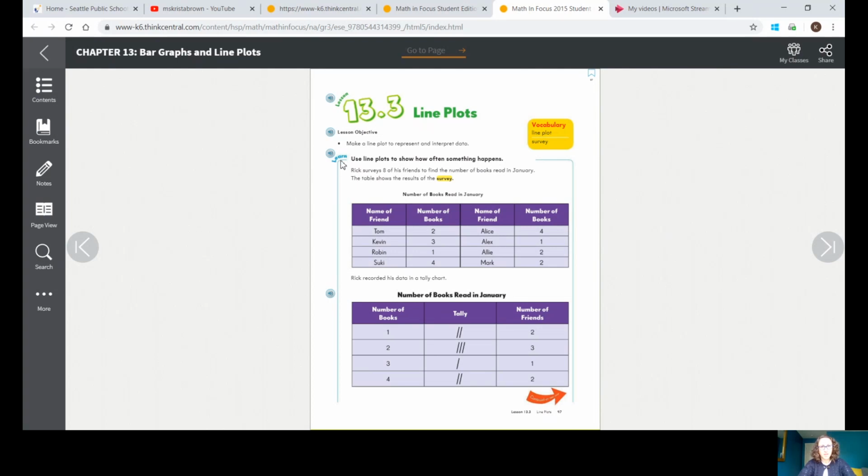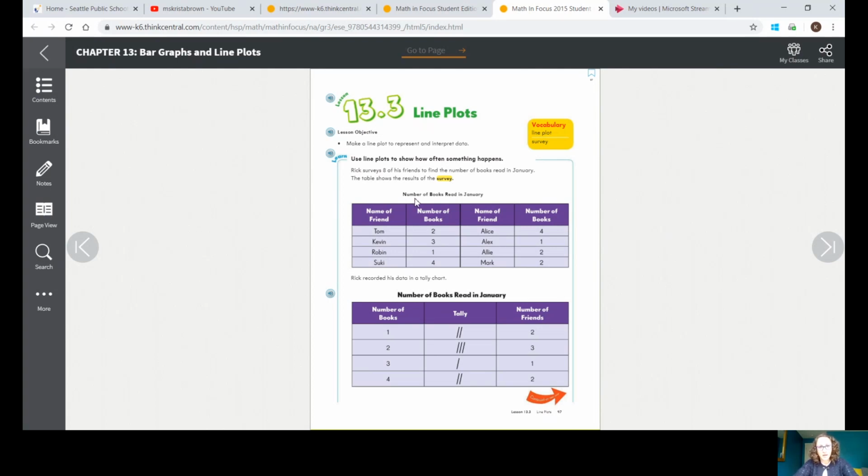So let's look at this first one. It says learn, which means it's an example. We're going to go through this together. Use line plots to show how often something happens. It says Rick surveys 8 of his friends to find the number of books read in January. The table shows the results of the survey. Okay, so he asked 8 of his friends. That just told us what a survey is.